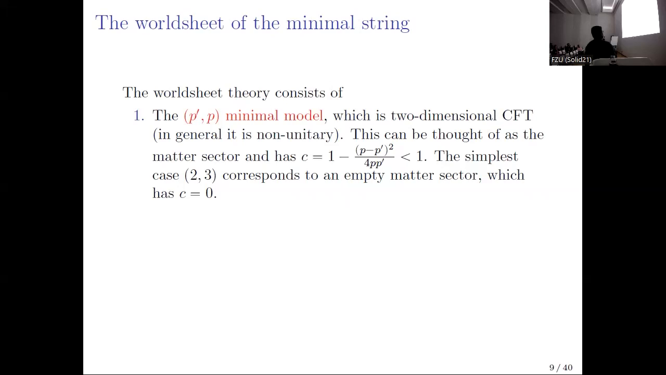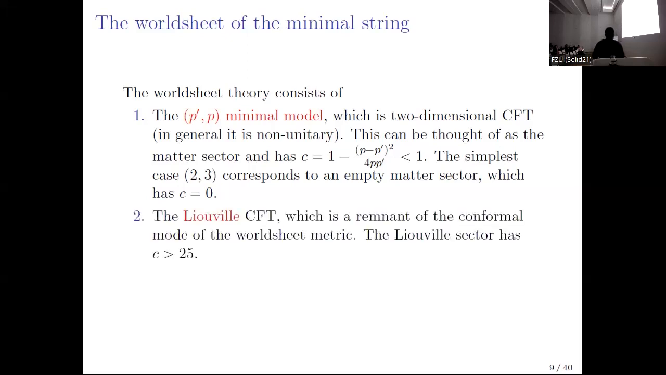And this is a matter sector, and it has C equals 1 minus this combination of P and P prime. And notice that this is strictly less than 1. And the simplest case, (2,3), corresponds to the empty matter sector, which has C equals 0. So the (2,3) is called pure gravity. It only has Liouville and the bc ghost, no matter.